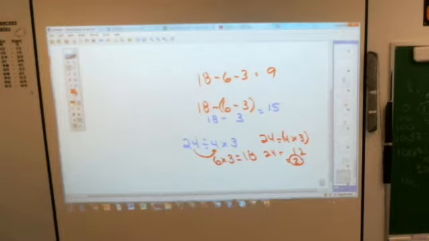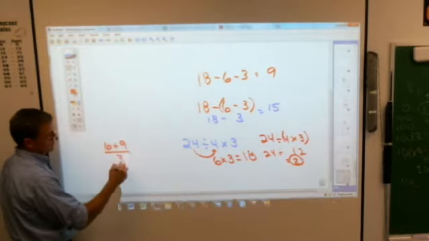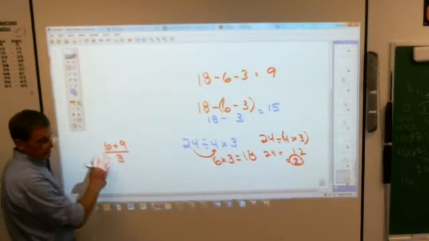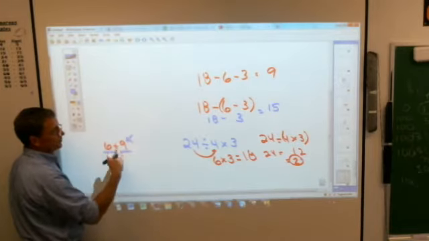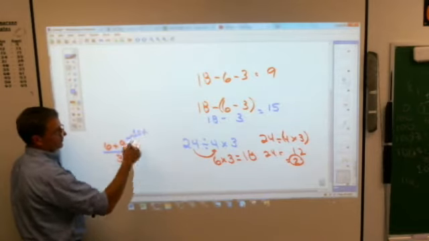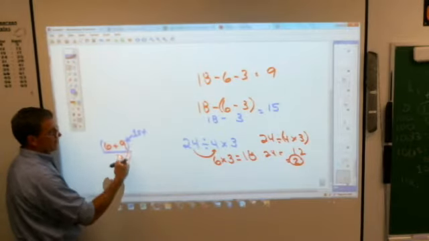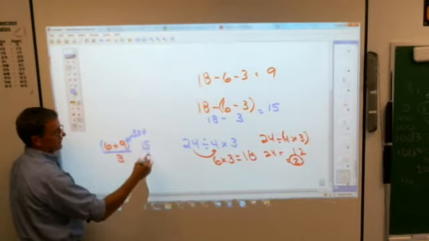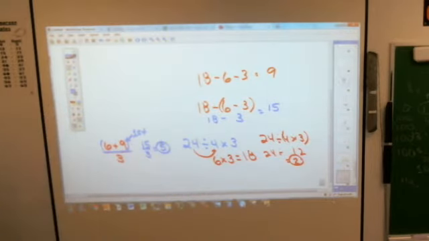And how about this one? 6 plus 9 over 3. When you see a fraction like this, you have to simplify or do the top and the bottom first. 6 plus 9 has to be done first before you can divide it by 3. We think about this as being in parentheses. The fraction line is what we call a grouping symbol. So you'd have 6 plus 9 is 15, and then 15 divided by 3 is 5. You have to simplify that first.